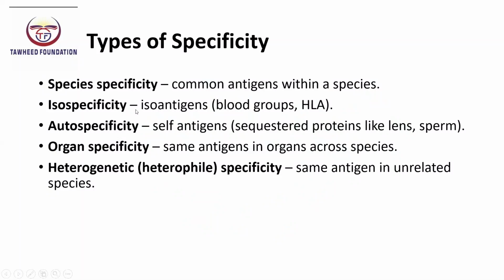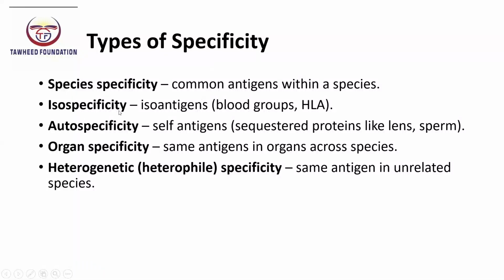Next is types of specificity. The types of antigenic specificity can be grouped as follows. Species specificity: all individuals of a species share certain antigens. For example, tissues from one species can be distinguished from another based on species-specific antigens. This is useful in evolutionary history studies and forensic science.